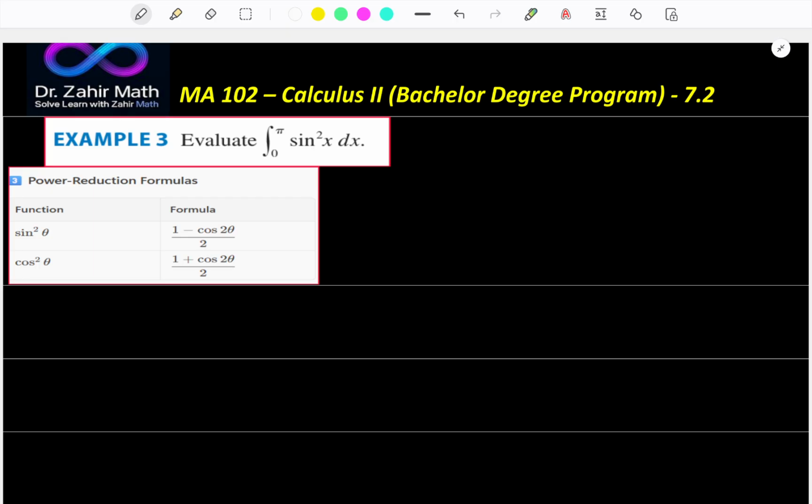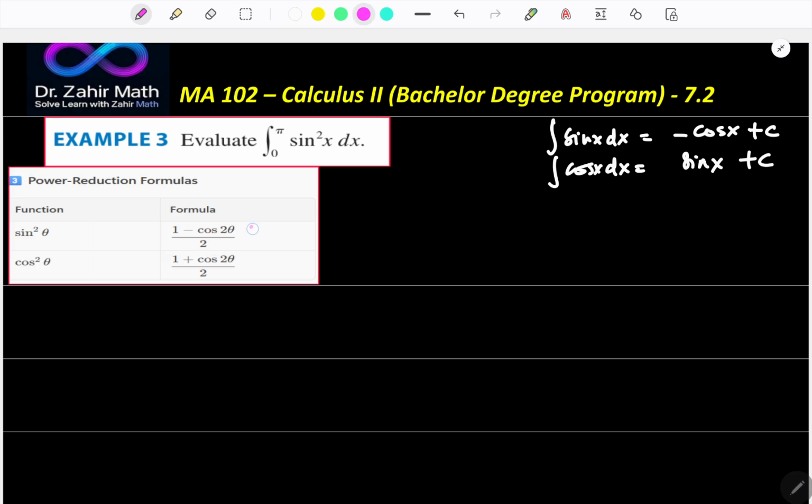Right. So let's go with: evaluate the integral from 0 to pi of sine square x. Before, we studied integral of sine x dx, which is equal to what? Negative cosine x. And integral of cosine x dx is equal to sine x. When there is no limit, you put the integrating constant c. But now you have integral of sine square x.